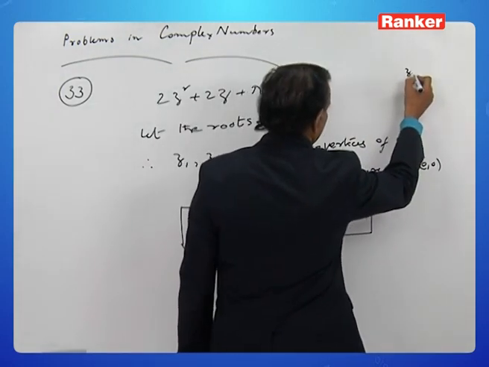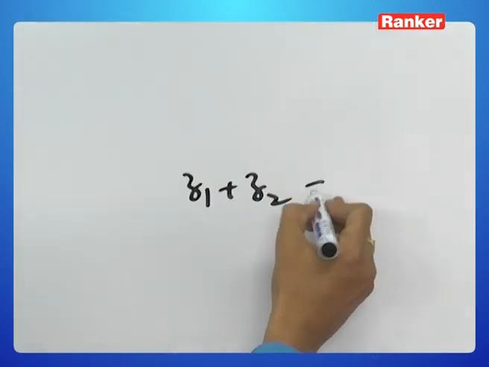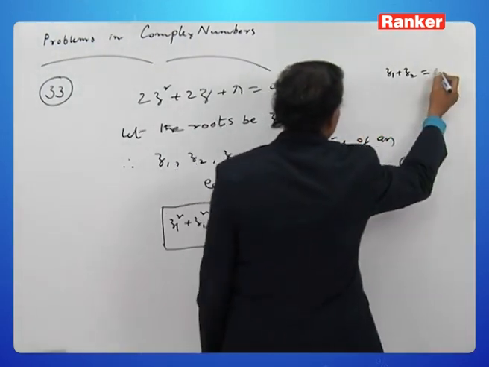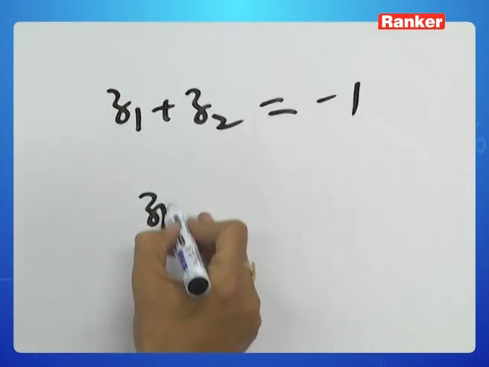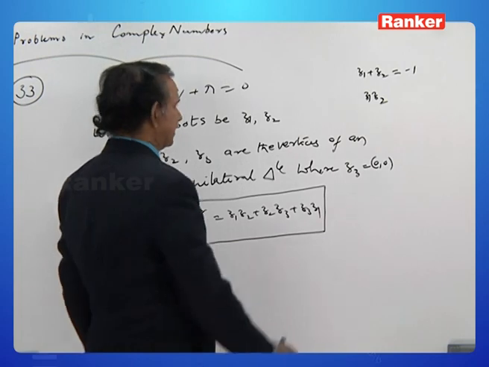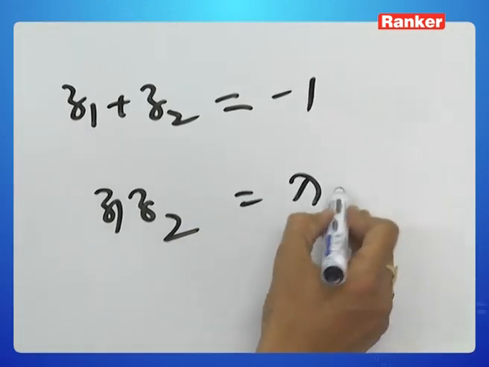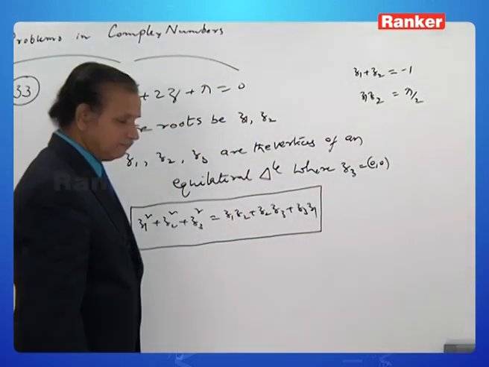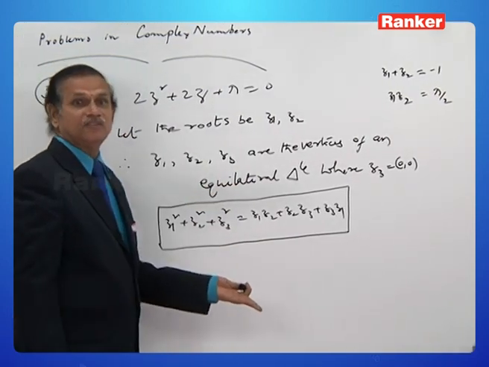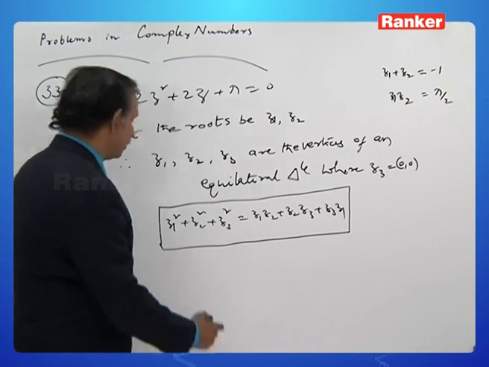Therefore, what must you have? z1 plus z2, that is the sum of the roots. What is the sum of the roots? Minus b by a, that is minus 2 by 2, which is minus 1. And z1 z2, what is z1 z2? Product of the roots, it is c by a, it is lambda by 2. Here, in this condition, what is z3? Origin, that is 0. 0 square is again 0.